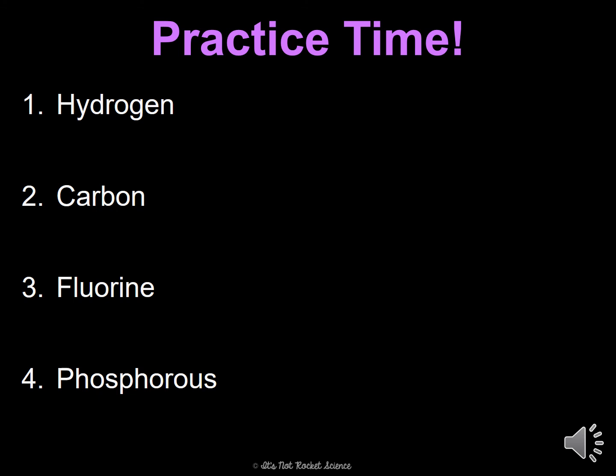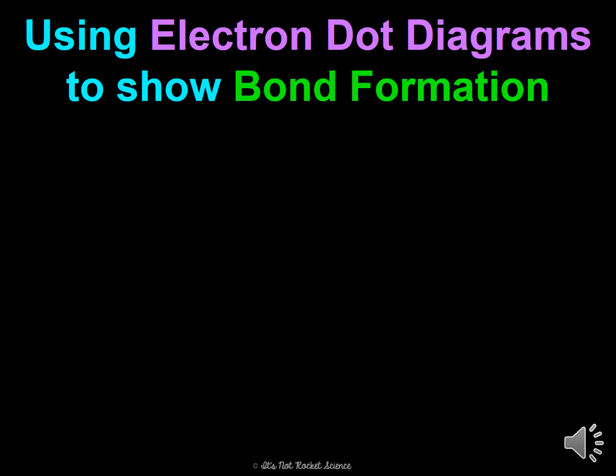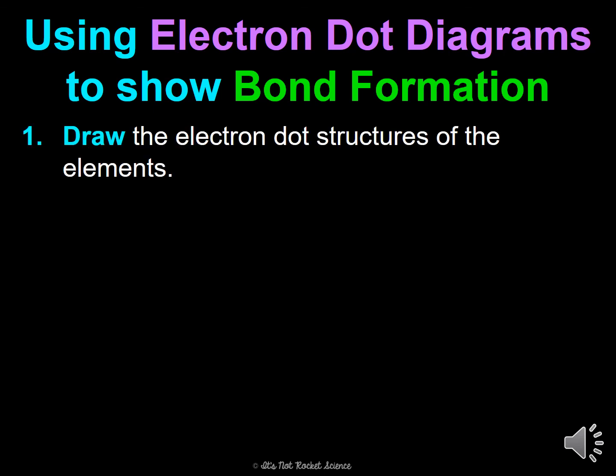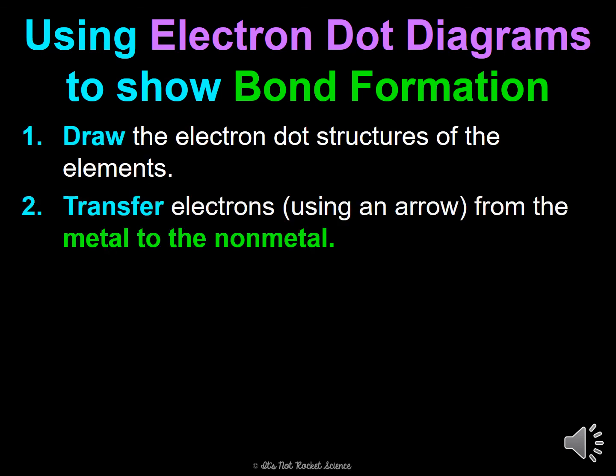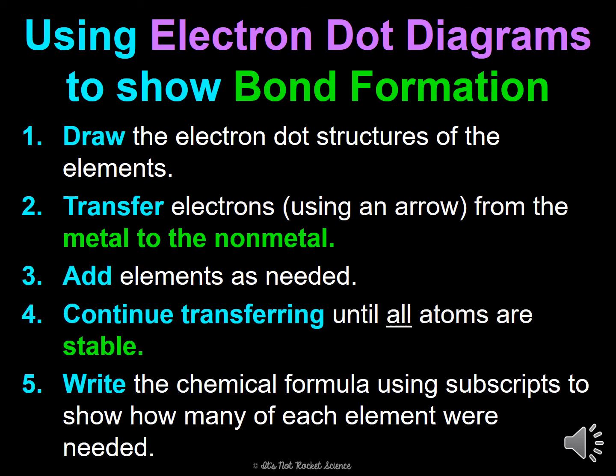If you did your practice, it should look like this. Hydrogen has 1, carbon has 4, fluorine has 7 valence electrons, and phosphorus has 5. When using the dot diagram to show the bond formation, draw the electron dot structures, transfer electrons from the metal to the non-metal, and add elements as needed. Continue transferring until all atoms are stable, and then write the chemical formulas using subscripts to show how many of each element were needed.